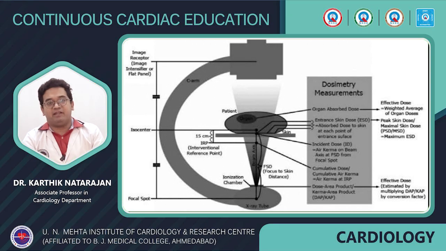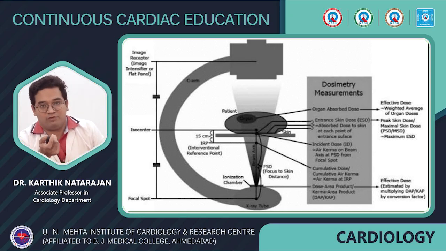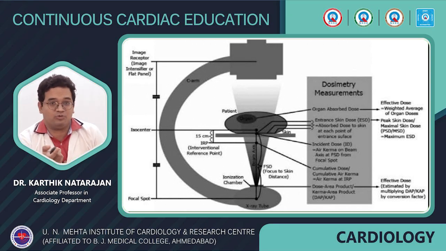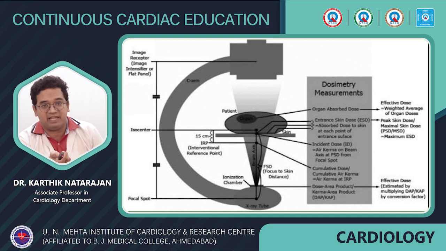So this is the typical diagram of how the patient lies on the cath lab table. You have the C-arm, you have the X-ray tube below, and you have the image intensifier, also known as the II, above. From here, the X-ray is delivered and it reaches the patient, and at 15 centimeters from the entrance point, you have this interventional reference point.